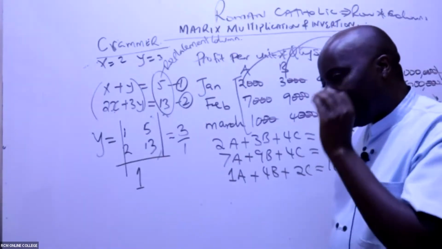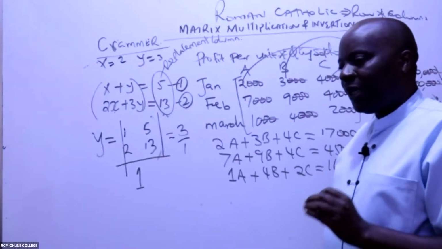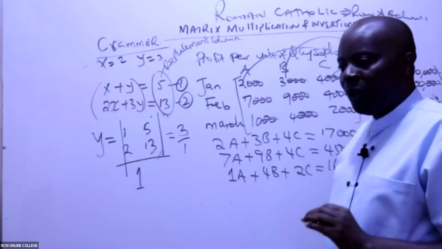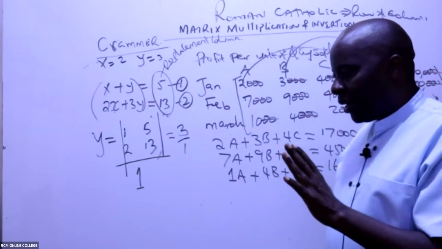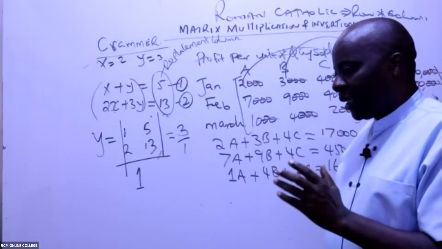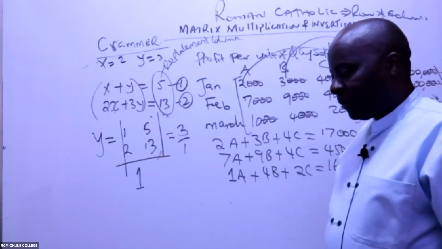So that is what we call Cramer's rule. It is a very, very important rule. I don't know whether there is somebody who has been able to understand what I've done, or is there somebody who would want me to repeat this using a different example?